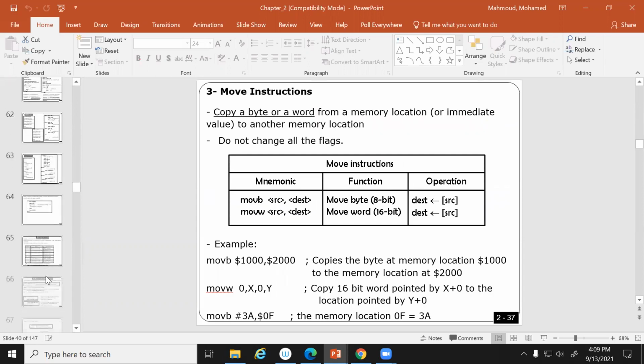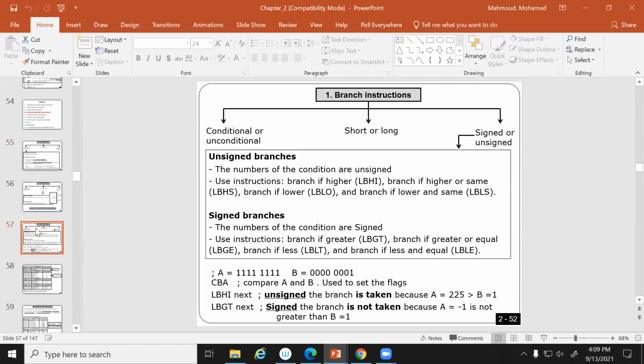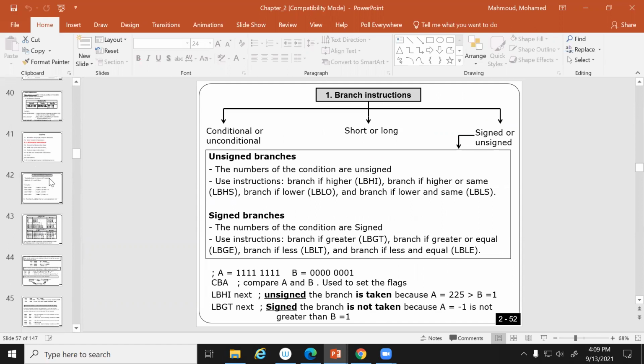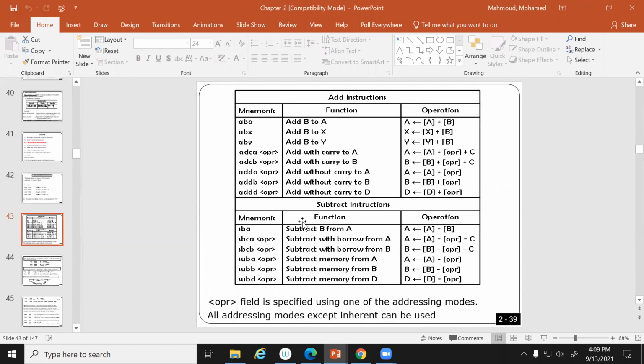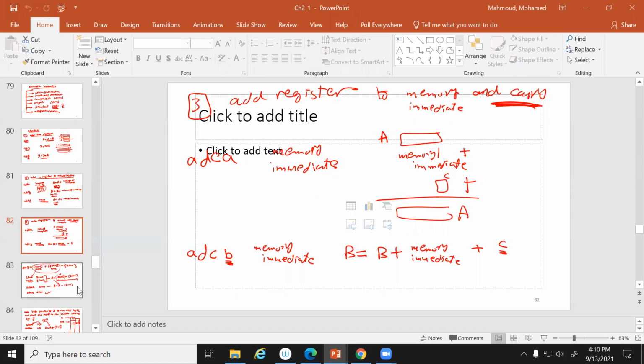So here, in chapter 2, in this slide, I summarize all the addition operations we have. I put all of them here. Is that okay? Also, I summarize subtraction. So let's first finish addition, and then we can look at subtraction. Now let's have examples to better understand how we can use these instructions.